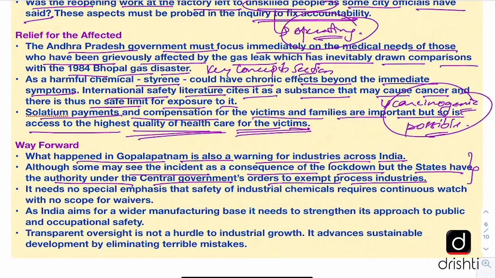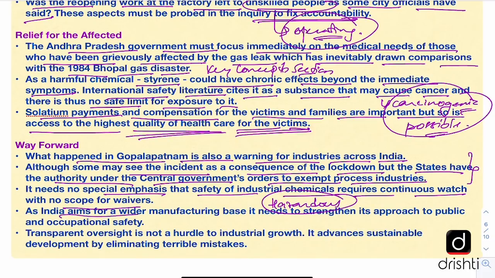It also needs no special emphasis that safety of industrial chemicals requires continuous watch with no scope for waivers, because these industries are hazardous in nature. They are dealing with hazardous chemicals, and any mistake on the part of the factory management can have disastrous consequences, as seen in this incident.